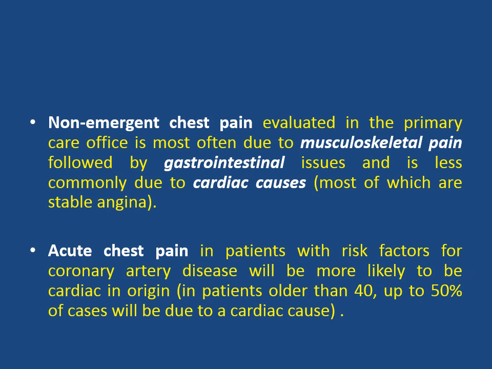Non-emergent chest pain evaluated in primary office care is most often due to musculoskeletal pain, followed by the GIT causes, and less commonly due to cardiac causes, most of which are stable angina. While acute chest pain in patients with risk factors for coronary artery disease will be more likely to be cardiac in origin, in patients older than 40, up to 50% of cases will be due to cardiac causes.